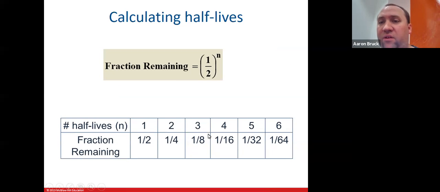Now we can calculate the fraction that is left over after a series of half-lives by taking the number 1/2 and multiplying it by itself, however many half-lives have elapsed. So after 1 half-life, 1/2 to the first, I would have half of the material left over. After 2 half-lives, 1/2 squared, I'd have 1/4 of the material left over. After 5 half-lives, 1/2 to the fifth, I'd have 1/32 of the material left over.